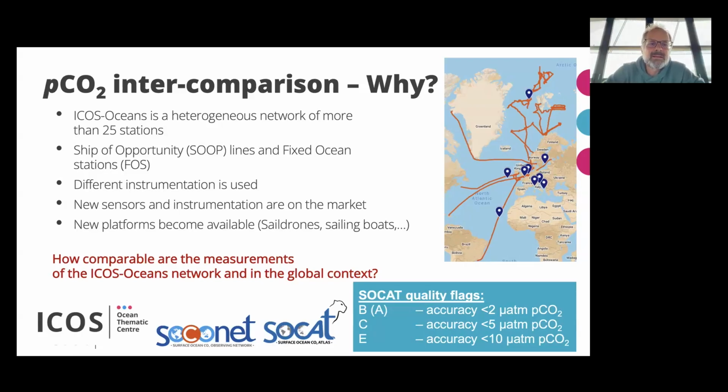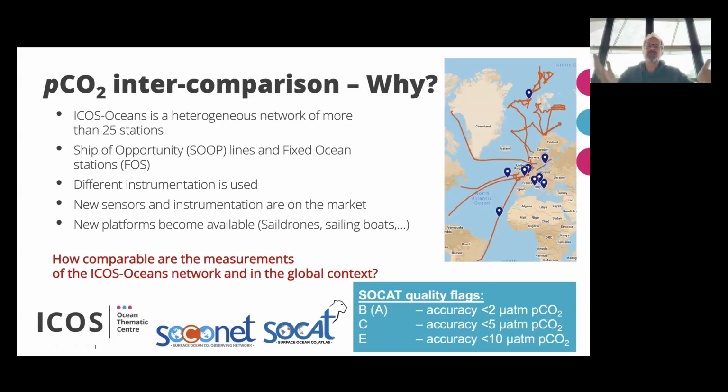As I said, it's a network of ships, the SOOP lines, and fixed ocean stations, which of course use different instrumentation, not only between the platform types, SOOP and FOS, but also within the network. We don't have a standard instrumentation. We have a standard output that the instrumentation should give. In addition, new instruments are coming on the market, so we would also like to know how they compare and fit into the ICOS network, and also new platforms become available that are able to carry different kinds of instruments.